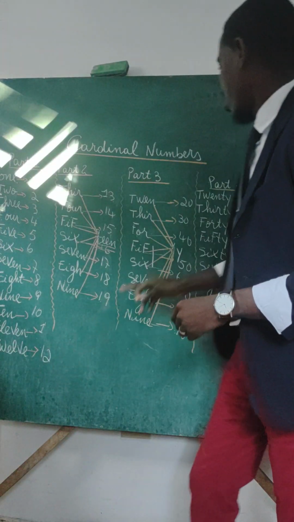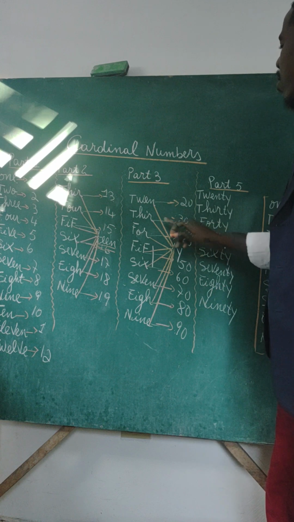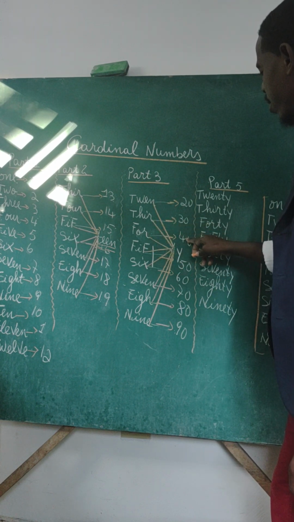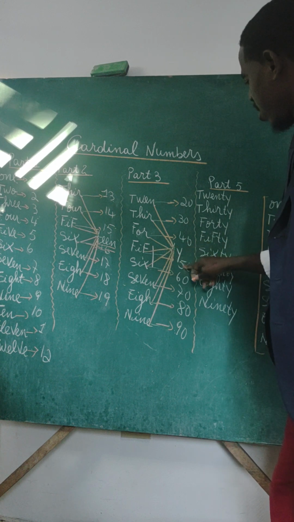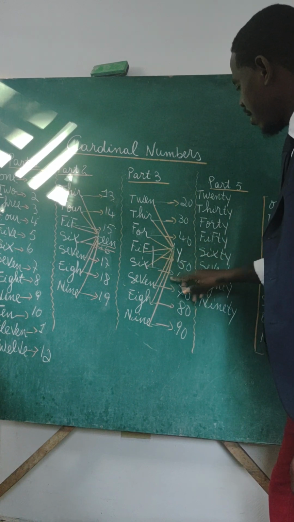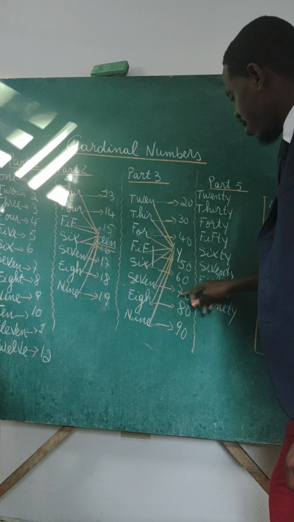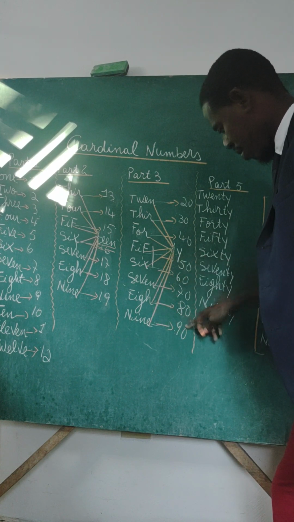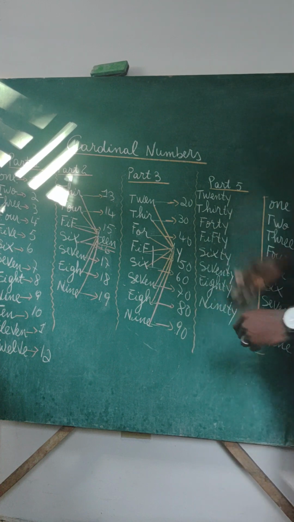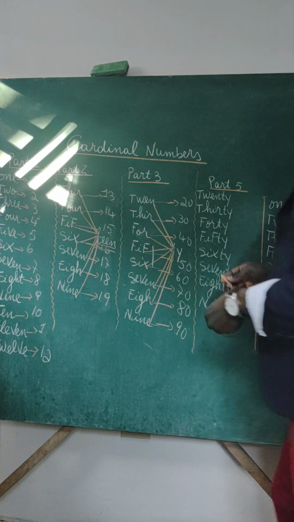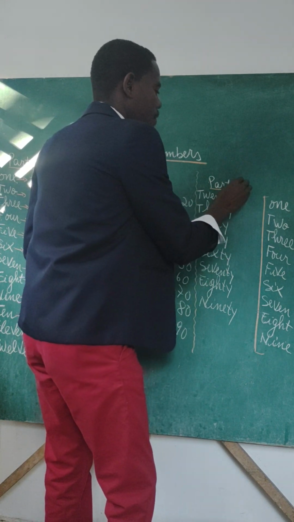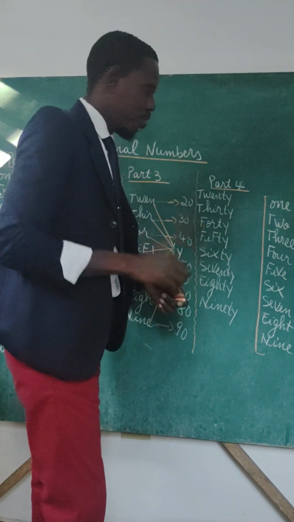So repeat after me. 20, 30, 40, 50, 60, 70, 80, 90. All right, good. And the last part, which is part 5. Oh, I'm sorry. I shouldn't have written part 5. This is part 4. All right, I'm sorry, guys.